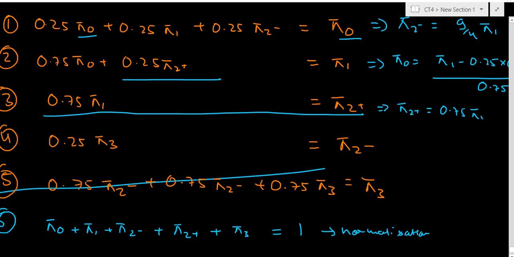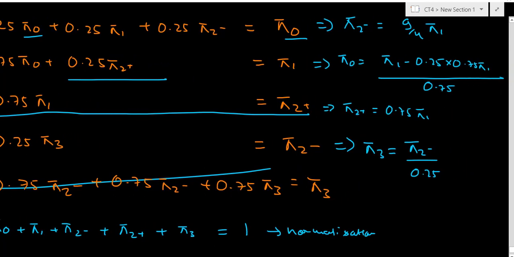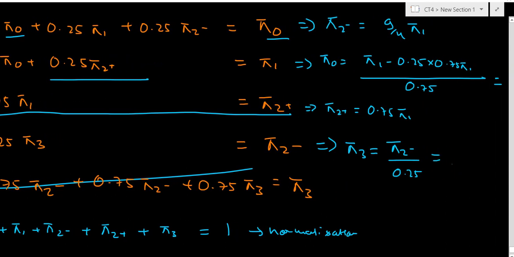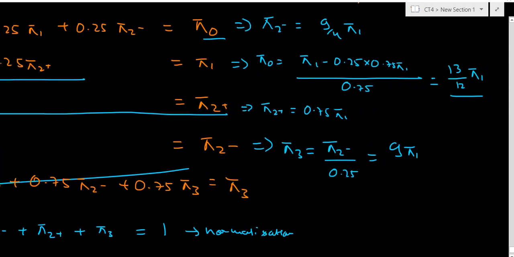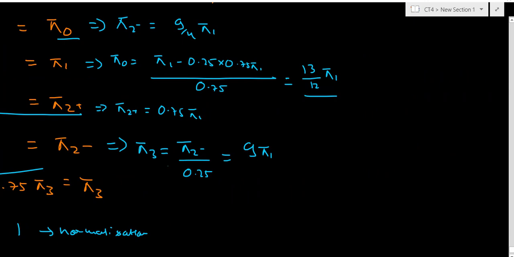And now from the last equation, I can get the value of pi 3 as well. So pi 3 would be equal to pi 2 minus divided by 0.25, which would give me pi 3 being equal to 9 pi 1. So these would be all the values that I will have. I have expressed everything effectively in terms of pi 1.